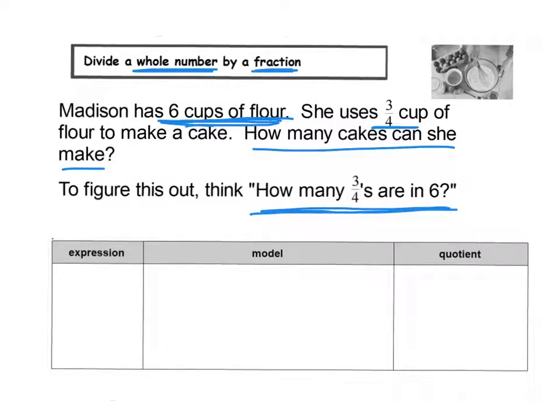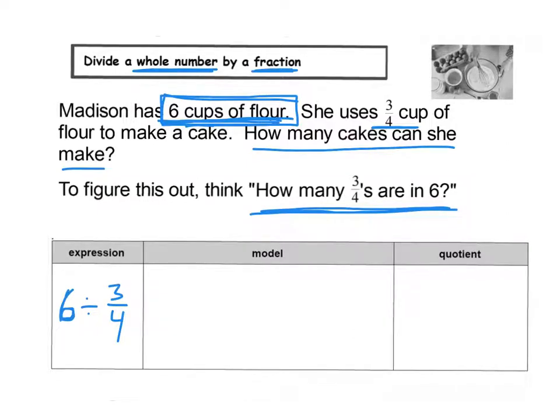Okay, so as I mentioned before, the first number in our problem, or the dividend, is what is being divided up. So in this case, she's splitting up 6 cups of flour. That's going to be our starting amount. So my expression, or that's just a fancy word for math problem, is going to be 6 divided by 3/4. Okay, we're trying to see how many 3/4 we can get out of 6.